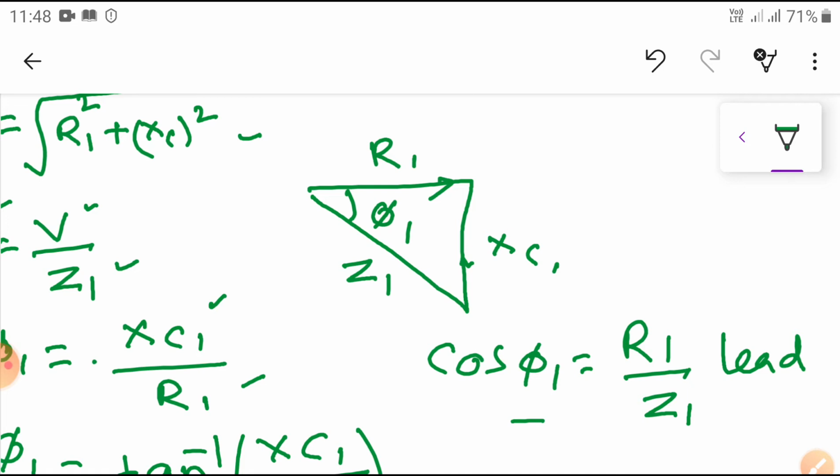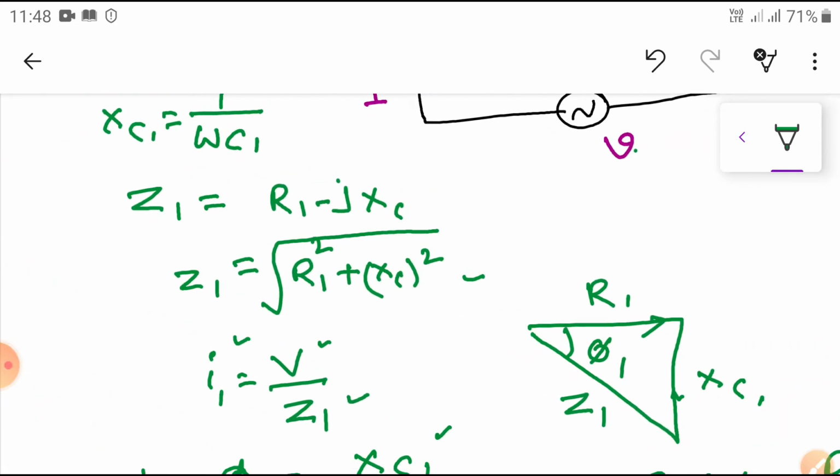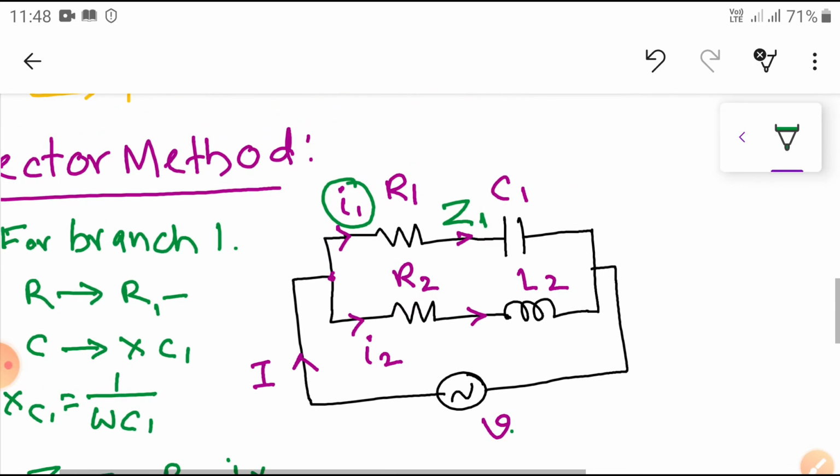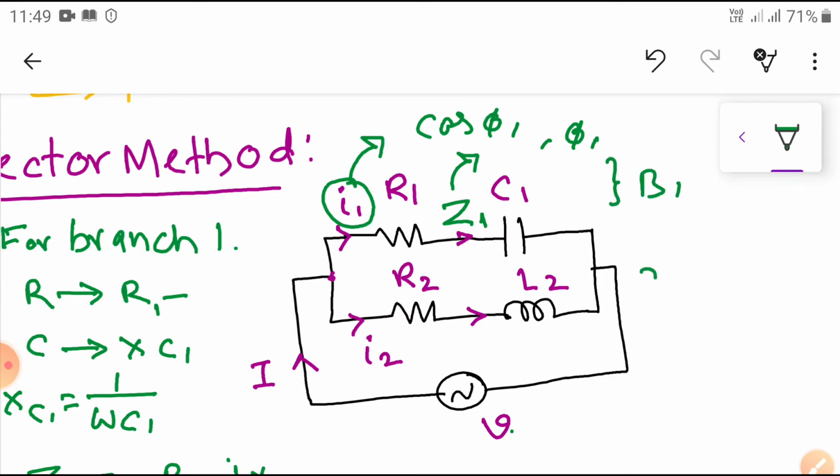So these are the branch details. What we have seen: from the values R1 and C1 we calculate Z1, from that we calculate I1, and from that we calculate cos phi 1 and also phi 1. Similarly, calculate branch 2 also. This is branch 1, this is branch 2, and it is done in a similar way.